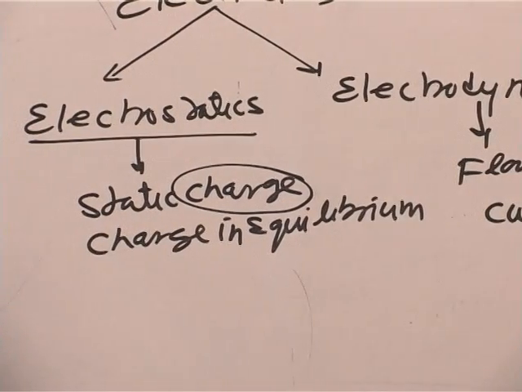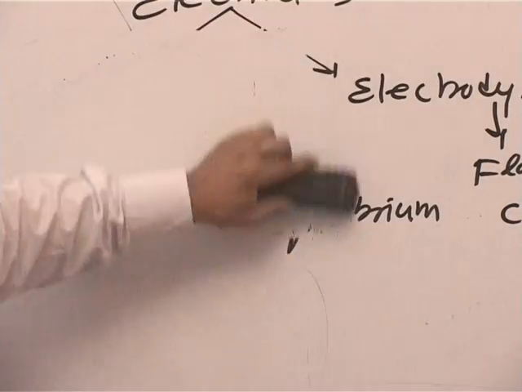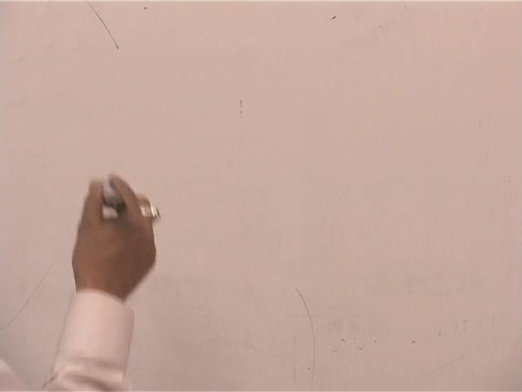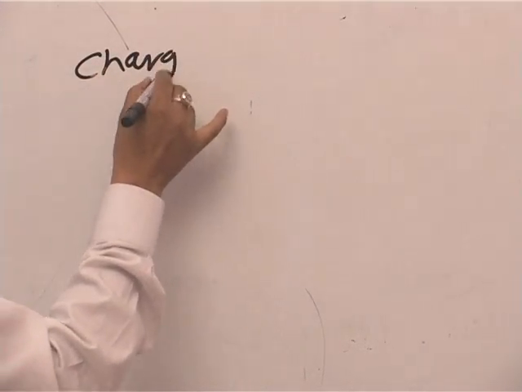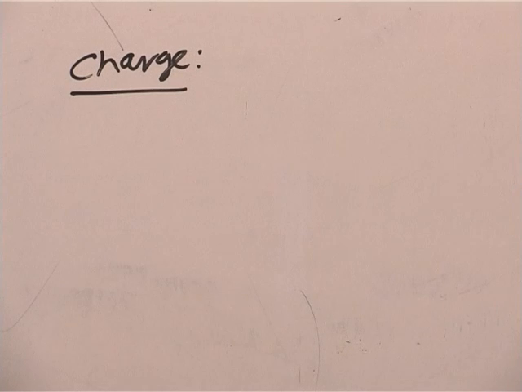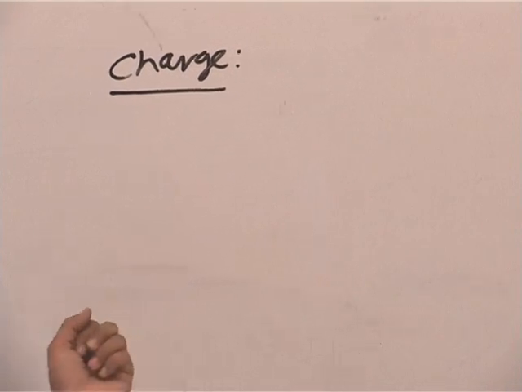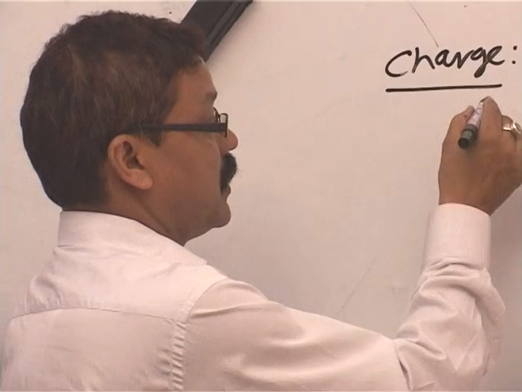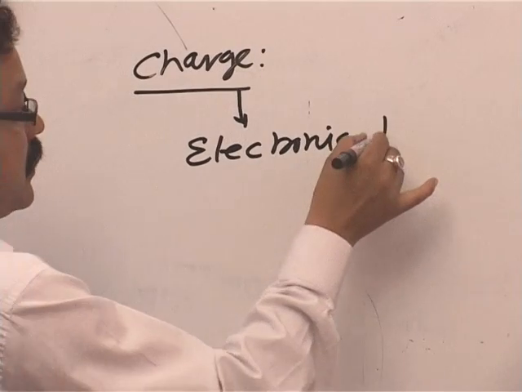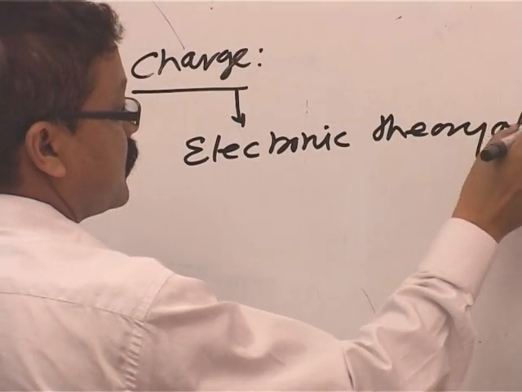So let's try to find what exactly charge is. Charge was known from ancient times. Even if you see, when you comb your hair and bring the comb near dust particles, it has a tendency to attract them. That is because of the charge. The modern theory of charge is known as the electronic theory of charge.